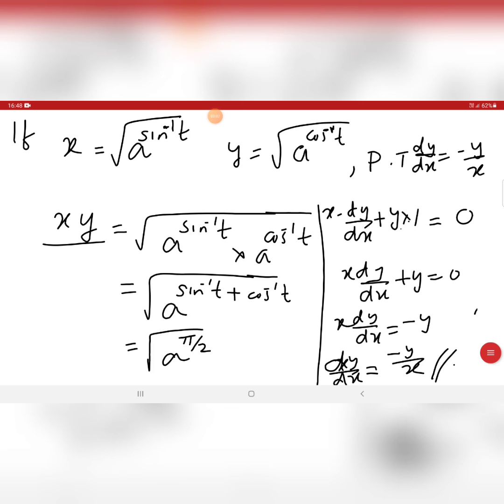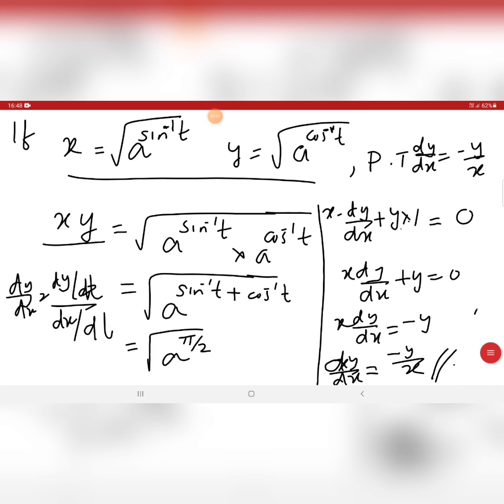So some problems we have to simplify and then do the derivation. Otherwise you have to directly do dy by dx is equal to dy by dt divided by dx by dt. But it will take time. It's a lengthy method. That's why you have to remember some questions and how to do them easily.